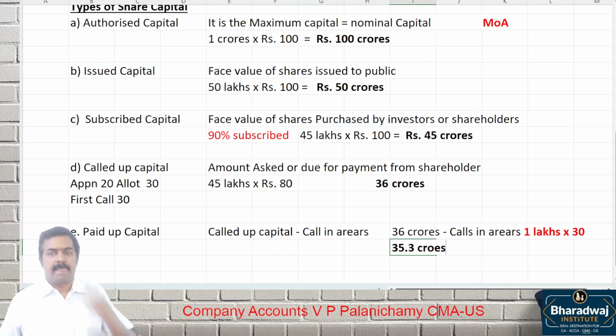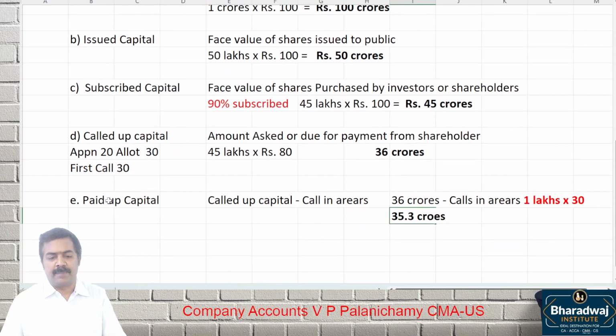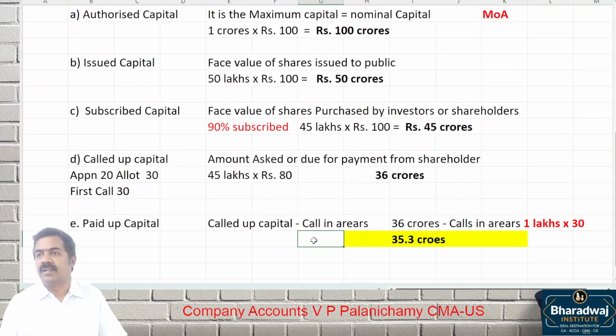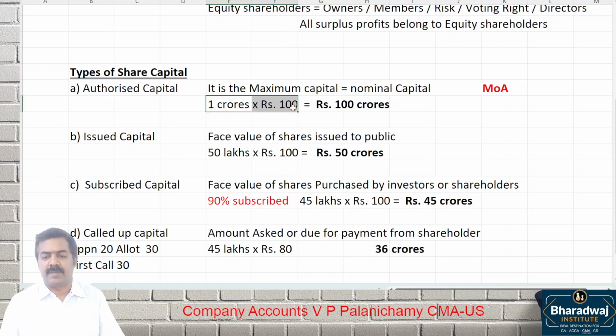Shall we? Pay attention. 36 crores minus, what do you mean by calls in arrears? Amount is due, but some shareholders have not paid the money. That is called as which one? Calls in arrears. So called up capital minus calls in arrears will give us which capital? Paid up capital. And please note, only paid up capital will be taken for balance sheet. Only this paid up capital will be taken for which one? Balance sheet.